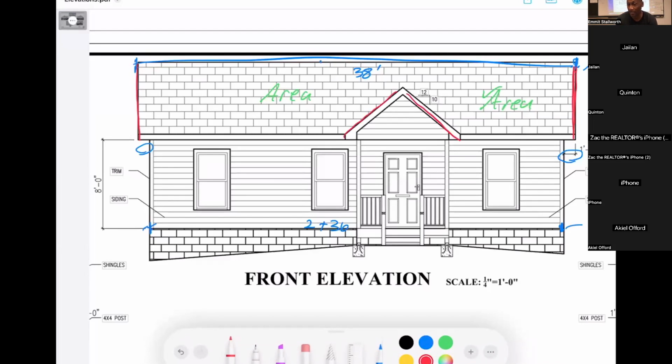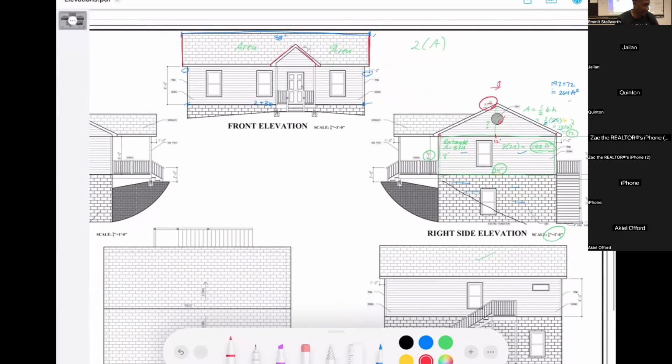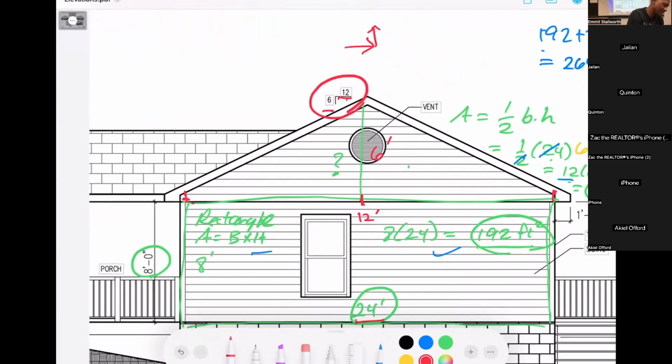How can I figure that? Not the A-frame, but the other red. Help me. What do I know? I do know, let me just jump at it, guys, that this right here is 12 feet, right? I do know that this right here is 6 feet, right? So how can I find this right here? What is that called? Isn't that a right triangle? Right?